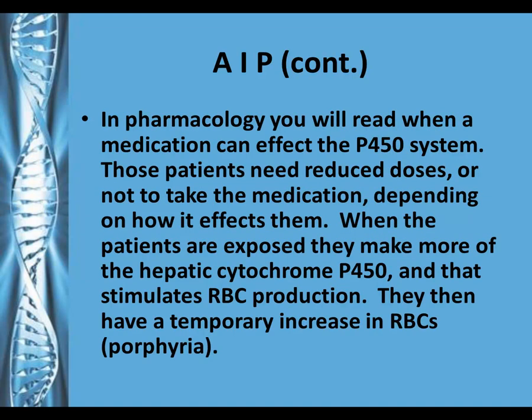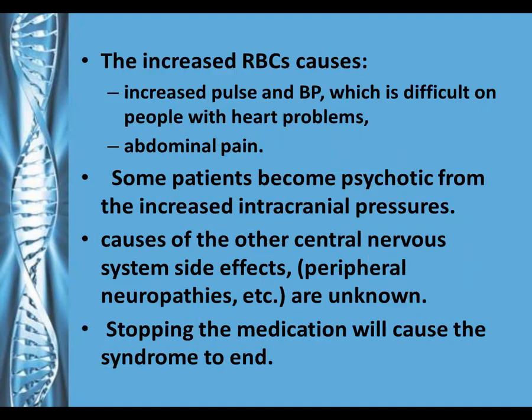So, like I said, in pharmacology, you learned about medications that can affect the P450 system. If patients have alterations in the P450 system, they need reduced doses or not take the medication at all, and that depends on how it affects them. When patients are exposed to more than one medication that works through the hepatic cytochrome P450 to metabolize it, it can stimulate an increase in red cell production. And that's what causes this porphyria, they have this increase in RBCs.